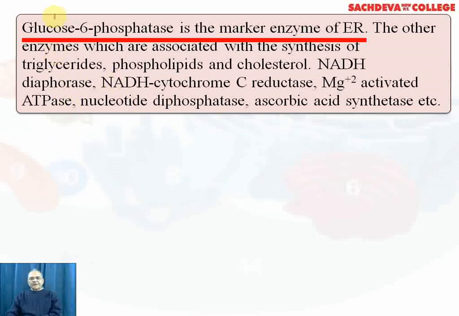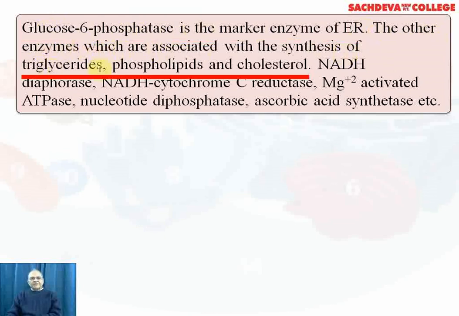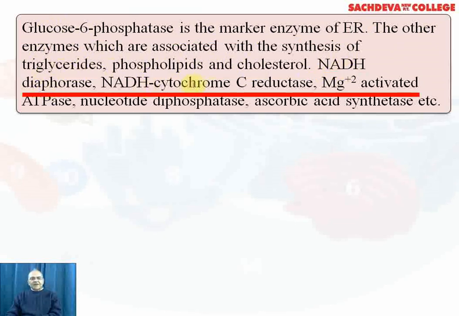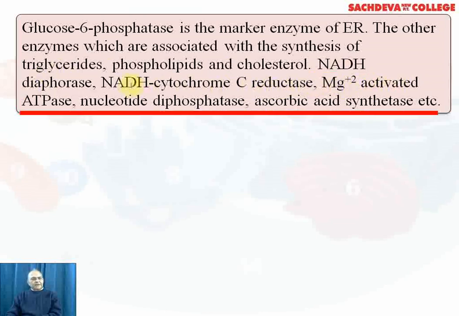Glucose 6-phosphatase is one of the marker enzymes of endoplasmic reticulum. The other enzymes are those associated with the synthesis of triglycerides, phospholipids and cholesterol, NADH diaphorase, NADH cytochrome C reductase, magnesium ion activated ATPase, nucleotide diphosphatase, ascorbic acid synthetase, etc.